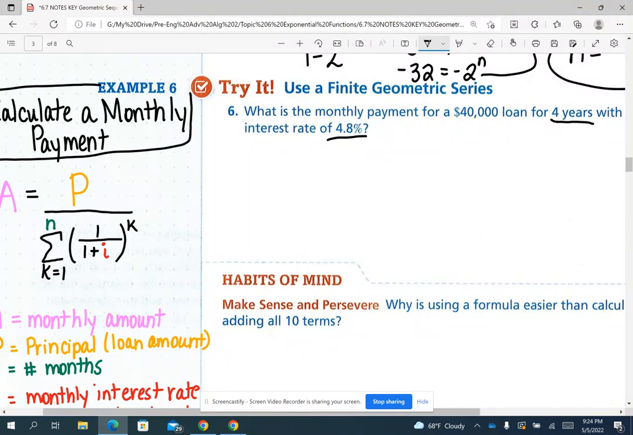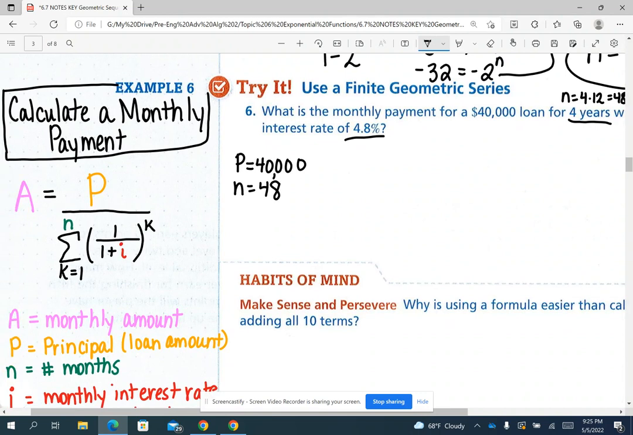So here, I am going to take out a loan of $40,000. So the P here is 40,000. Four years is how many months? Because I need to know the number of months. So N would be 4 times 12, which is 48. So N is 48.